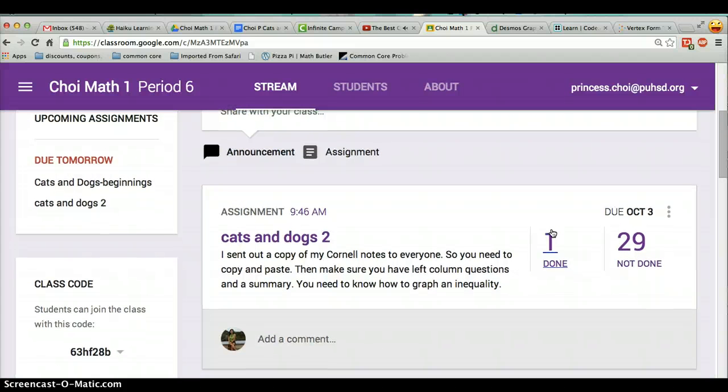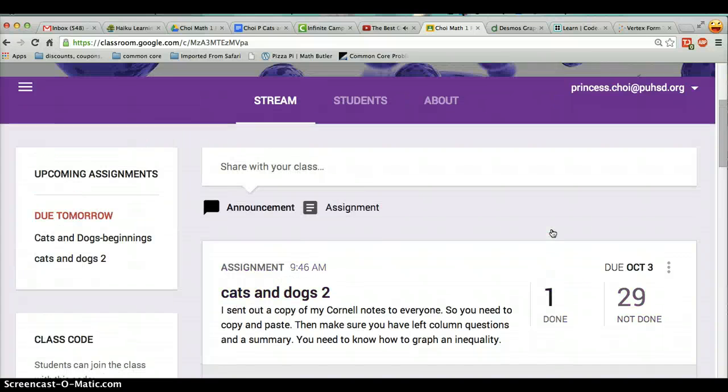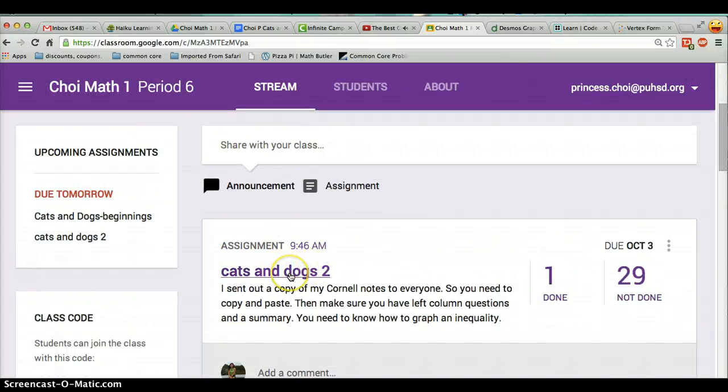So the one that I just shared with you, write your left column questions and your summary, and you're going to submit it to cats and dogs too right now, okay? And after that, we're going to go into our paper version of our textbook, and we're going to actually start graphing inequalities, okay? And that's going to be the new part that second period didn't learn yet, okay? Ready? Go.